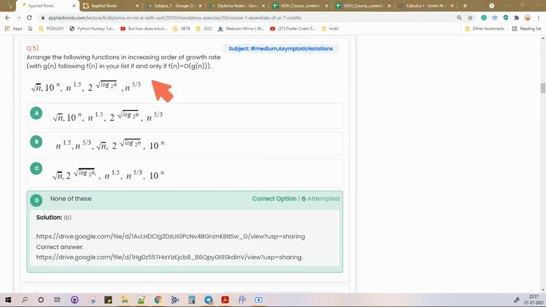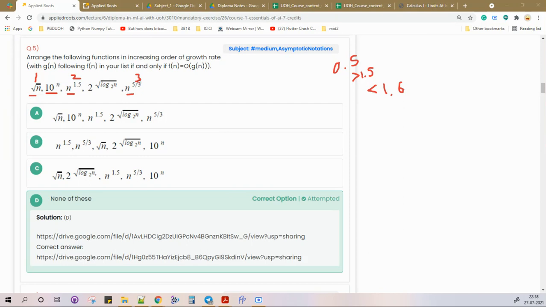What are the trivial answers we have? This is 10 to the power n, which is exponential, so this would be at last. These three are polynomial, and whenever you have polynomial, just observe the power. Here I have 1.5, here I have 5 by 3, which is nothing but about 1.6, and this one is 1 by 2, so it is 0.5. So 0.5 is smaller than 1.5, and 1.6 is greater than both. So this is 1, this is 2, and this is 3.